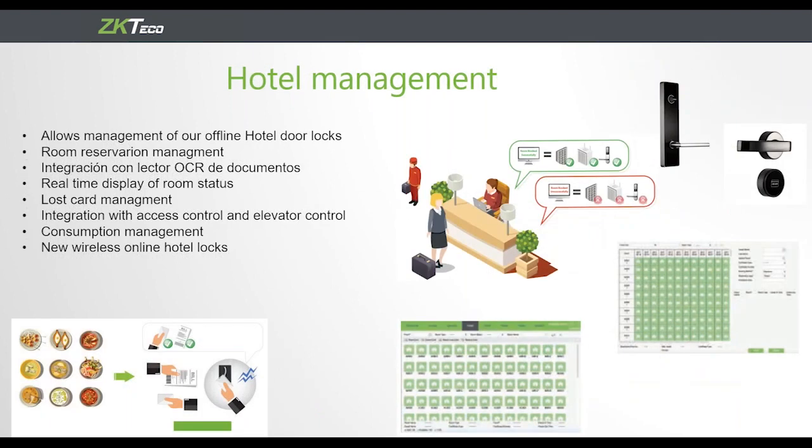This is a second example scenario. It's hotel management. Okay, the hotel module in ZKBioSecurity allows us to manage our offline hotel locks. These are the hotel locks, the LH. In this case, we have the picture of the LH8600 and the LH7500. These are offline hotel locks, and it's possible with this module to manage these offline hotel locks.